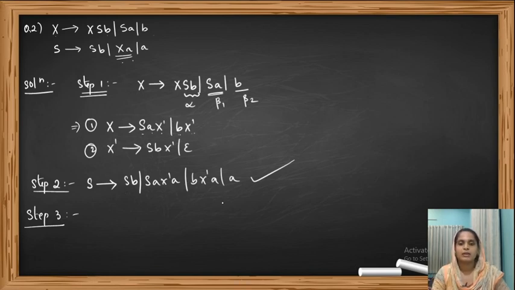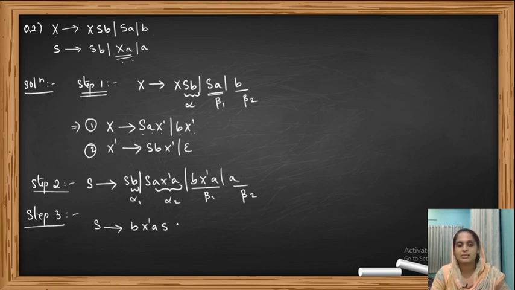So for that, we have to find the values of alpha and beta, right? So what's the value of beta? This is our beta 1 and this is our beta 2. Similarly, this small b is our alpha 1 and AX dash A is our alpha 2, right? So how can we convert this S production? It will become S produces beta S dash. So beta 1 S dash bar beta 2 S dash. So it will become BX dash A S dash bar A S dash.